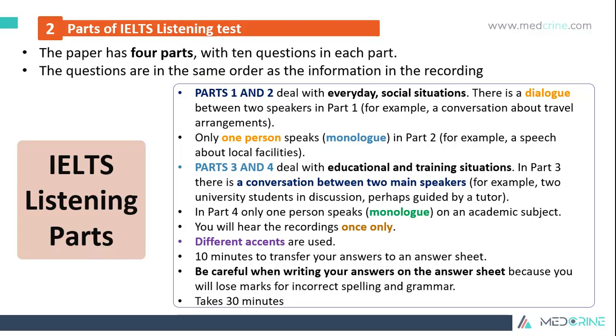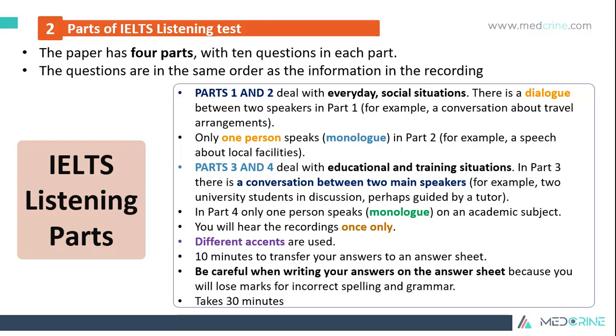In Part 1, there is a dialogue between 2 speakers, for example, a conversation about a travel arrangement or a person booking for an air ticket or for an accommodation. There's only one person who speaks in Part 2, therefore we have a monologue, for example, a speech about local facilities. And in Part 3 and 4, it deals with educational and training situations.